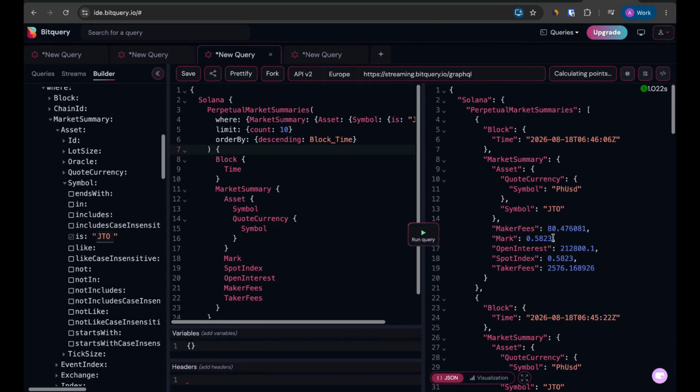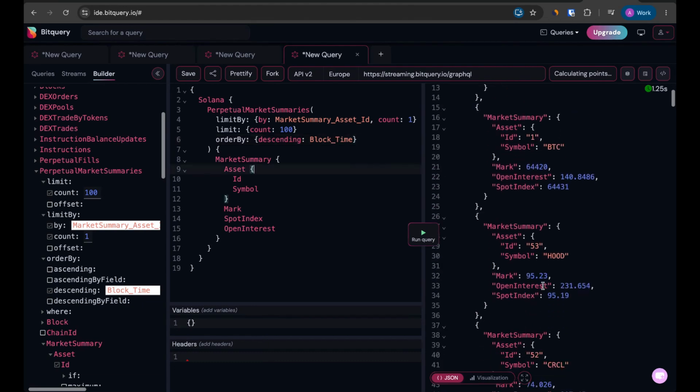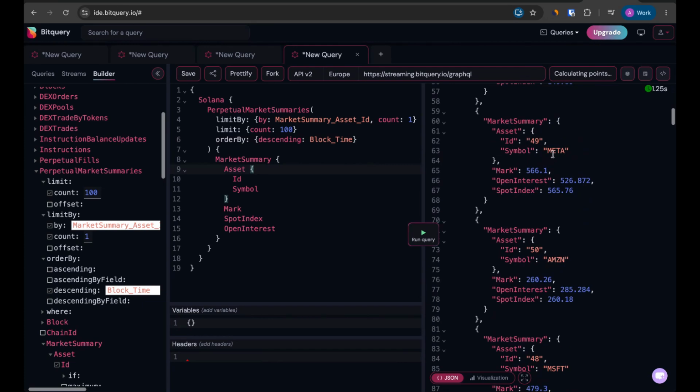And comparing mark against spot index gives you the perp premium or discount at any moment. Want a dashboard of every market at once? Use limit buy on the asset ID to grab the latest snapshot per market. 1 row per market, latest state. Perfect for an overview dashboard.